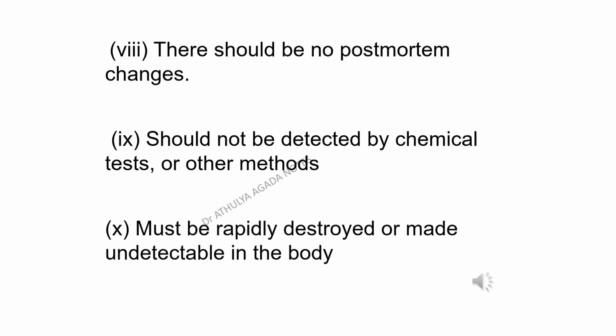Next, there should be no postmortem changes. If the person, after consuming the poison, produces any postmortem changes, they will arouse suspicion that someone has poisoned him. So it should not produce any postmortem changes. Next, it should not be detected by any chemical test or other methods. And lastly, it must be rapidly destroyed or made undetectable in the body. That is, after consumption, it should be rapidly dissolved or metabolized by the body, so that nothing is left in the body or it is undetectable in the body.